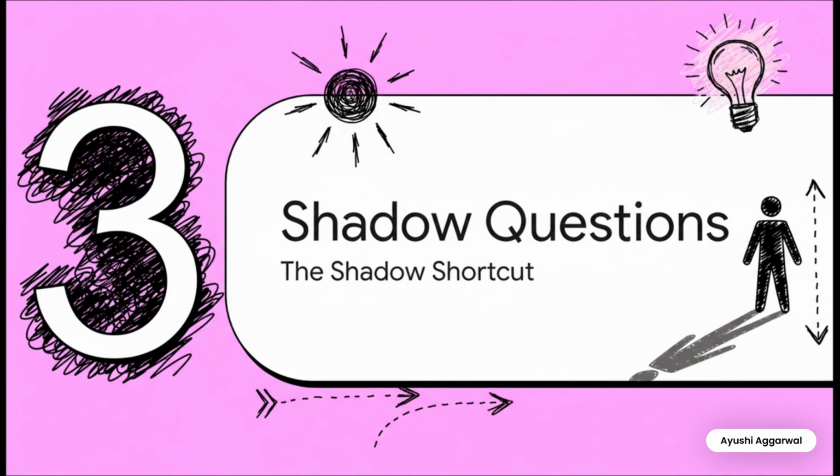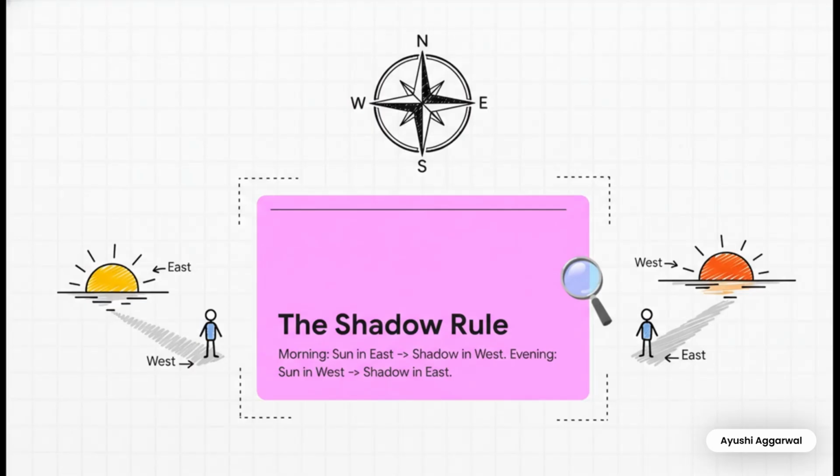Next up, Section 3, Shadow Questions. Now, these problems might look a bit tricky at first glance, but honestly, they are based on one very, very simple rule. So, let's go ahead and master that rule. This right here is the golden rule of shadows.